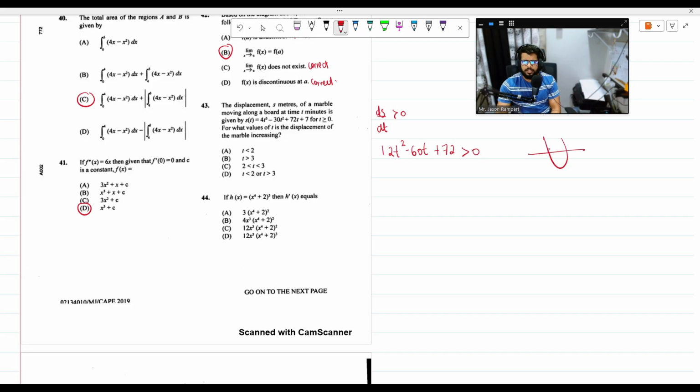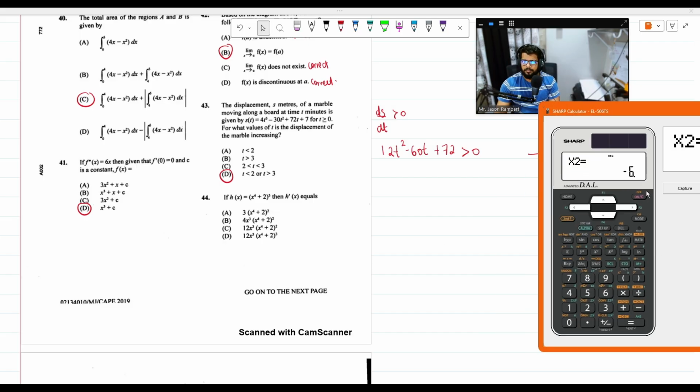I'm looking at greater than 0, so I'm looking at here and here. I'm looking at the union of two separate sets of values. Based on the options, D is my only option. Let me just solve the quadratic and see if we get 2 and 3. Alright, good. So this is the quadratic: 12, negative 60, and 72. 3 and 2. So indeed, D is my answer.